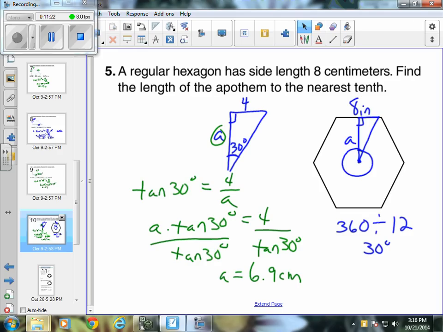So when we're doing our problem solving, it's really important to always think about which side am I looking for, what side do I know, and what trig ratio can I use to find that in a right triangle.